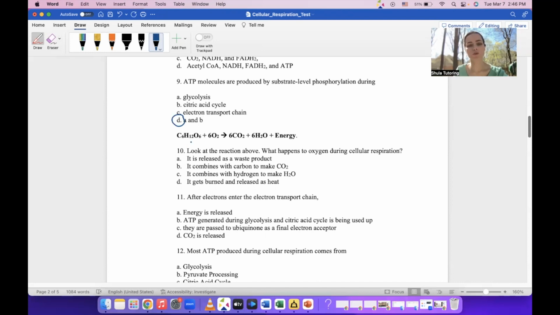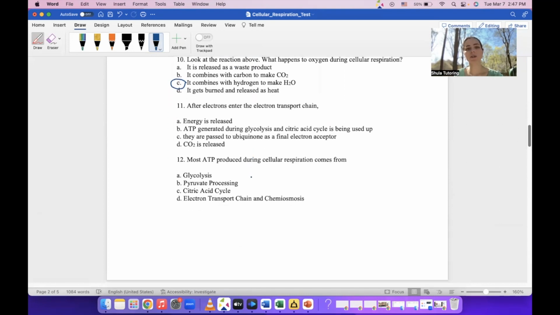Here we see a reaction for cellular respiration, right? So we start with glucose and oxygen, and then we end up with carbon dioxide, water, and energy. So look at the reaction above. What happens to oxygen during cellular respiration? So what happens with oxygen is that it combines with hydrogen to make water. So this oxygen will turn into this. And the reason is that oxygen is a final electron acceptor. So at the end of the electron transport chain, it will combine with some protons and electrons to make water.